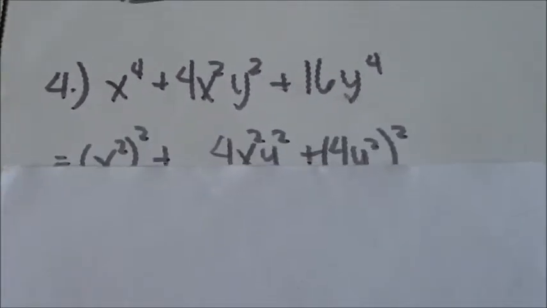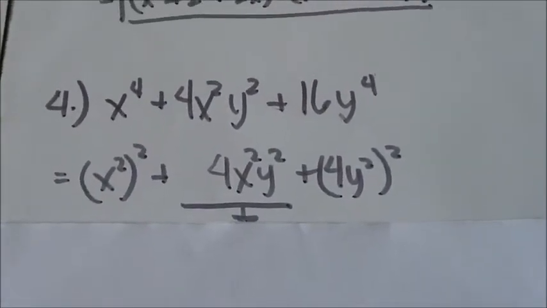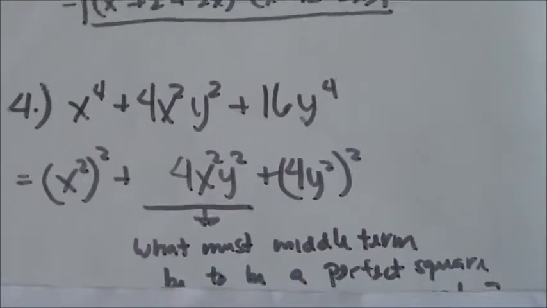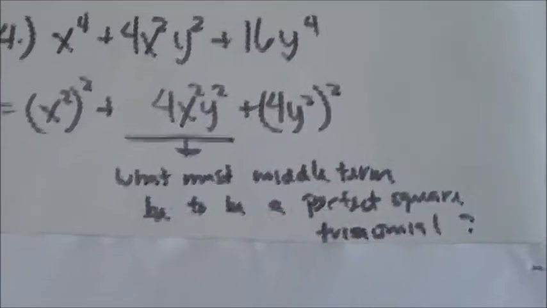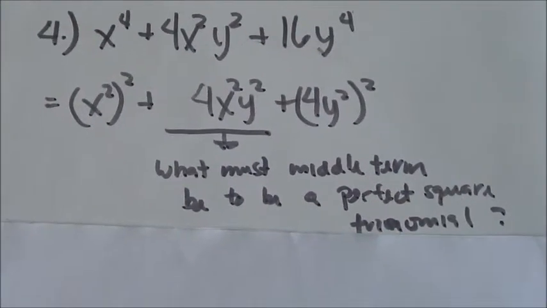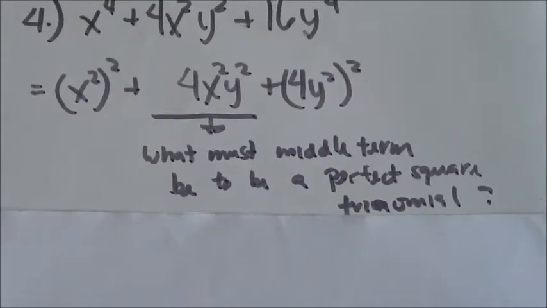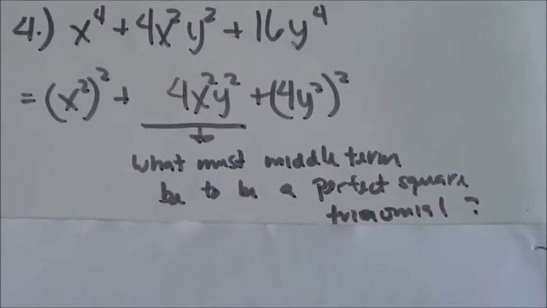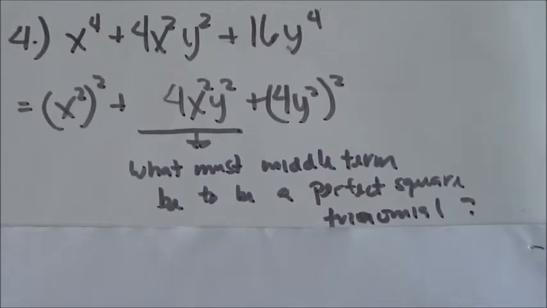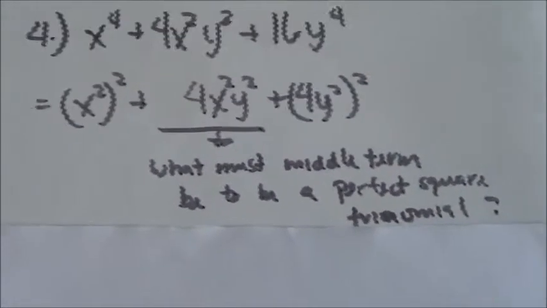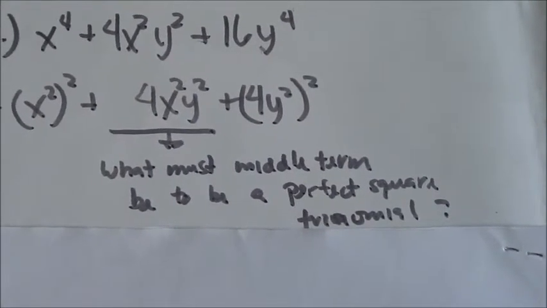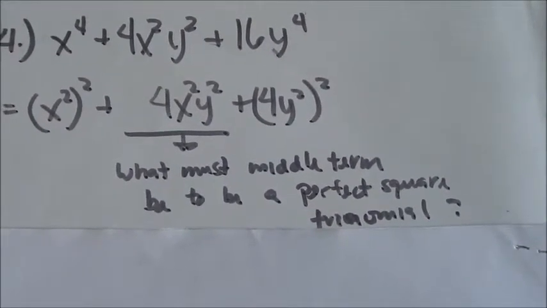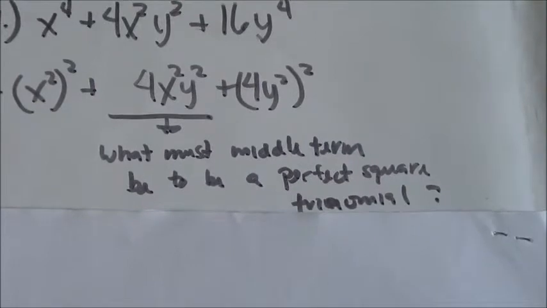So again, what should the middle term be in order for this to be a perfect square trinomial? As I have said, the middle term should be 2 times the first term and the last term. So our first term is x squared and the last term is 4y squared. So the middle term must be 8x squared y squared. But we only have 4x squared y squared.